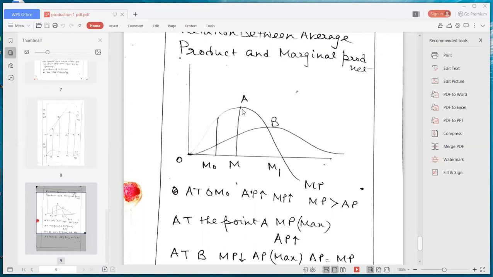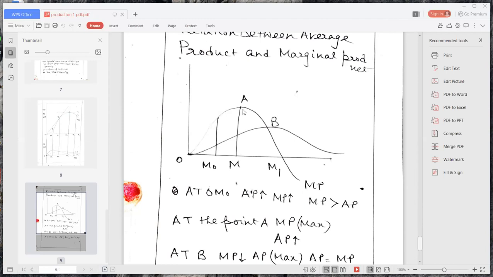At the point A, MP is maximum. We can see that both MP and AP are increasing at the point A. Now we consider the production level OM0. At OM0, this one is the MP curve and this one is the AP curve. Both MP and AP are increasing at the production level OM0, and MP is above the AP, meaning MP is greater than AP.